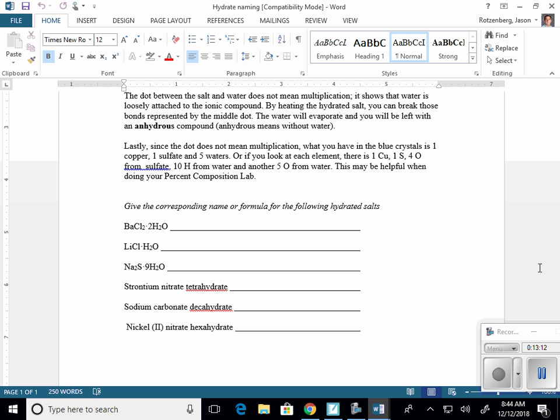Notice at the bottom of the sheet, we once again have to know how to go from formula to written name or written name to formula. How would you approach this? Nothing has changed prior to the dot. So in these first three problems, I would name those just like I've named them in the past. So if I gave you BaCl2, what would we name that? What's the name for BaCl2?